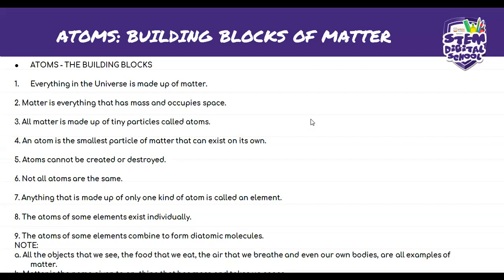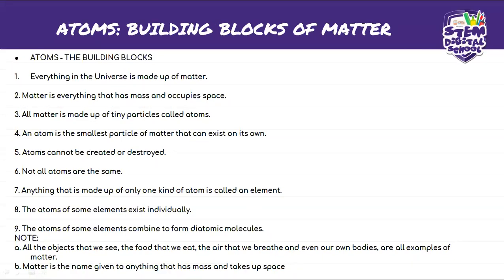Anything that is made up of only one kind of atom is called what? An element. The atoms of some elements exist individually. The atoms of some elements combine to form diatomic molecules. All right. All the objects that we see, the food we eat, the air that we breathe, and even our bodies are all examples of what? Matter. Okay. Matter is the name given to anything that has mass and can occupy space. All right.